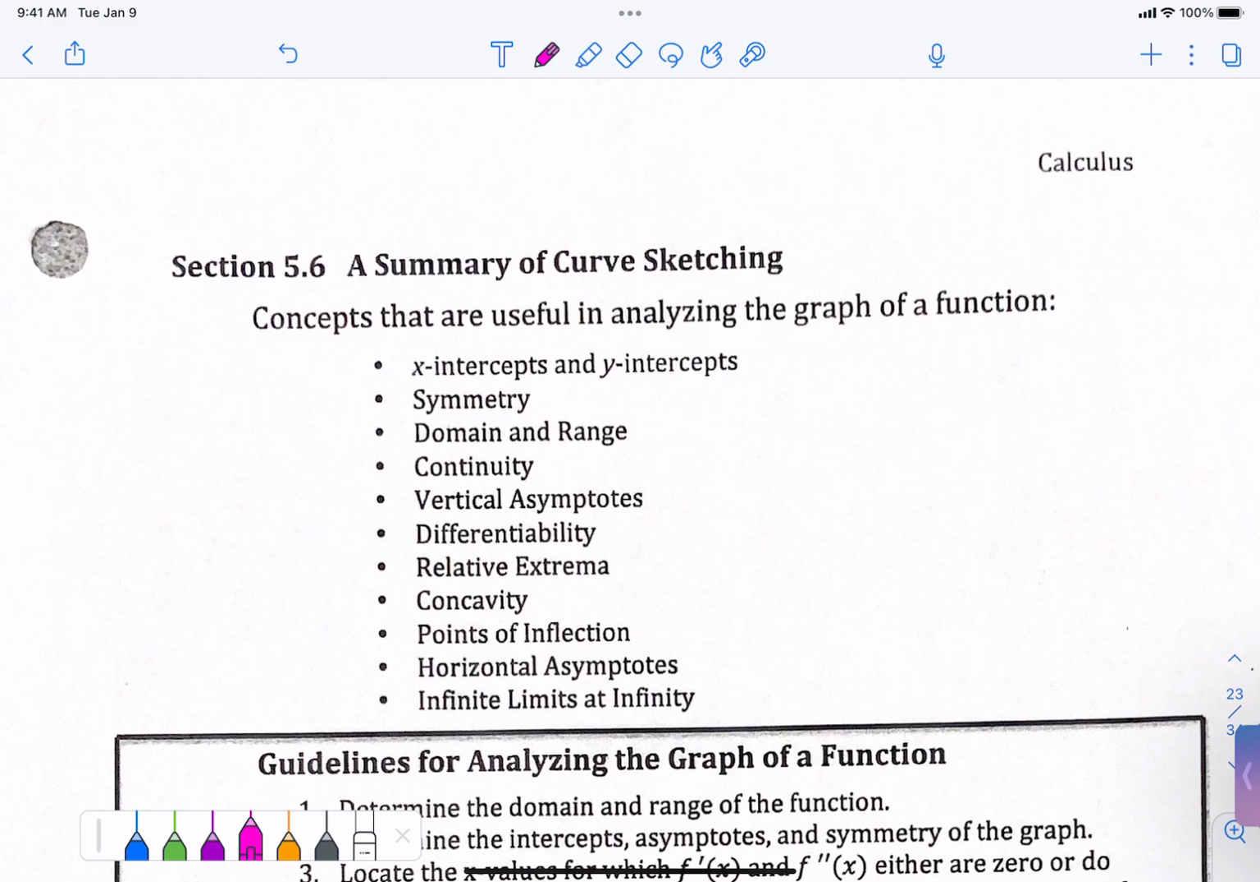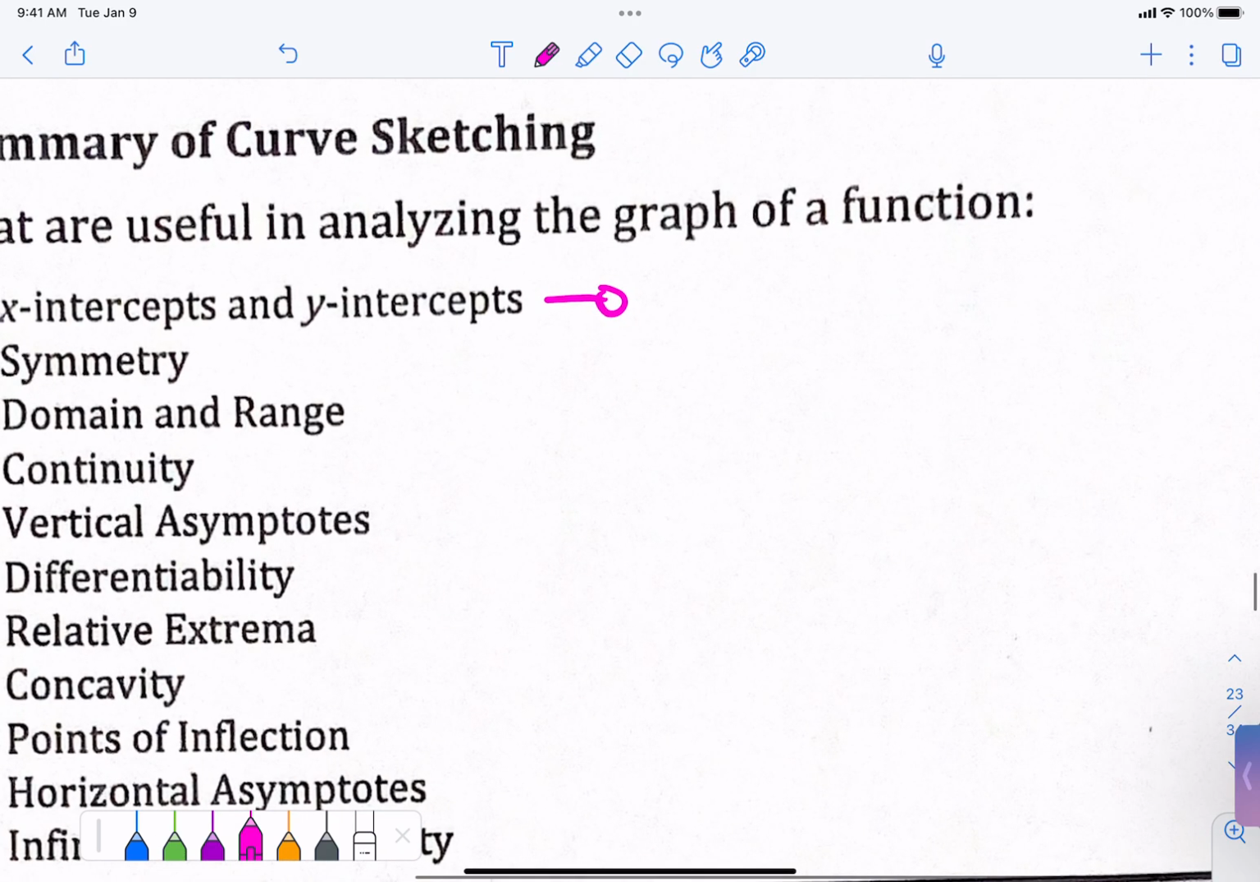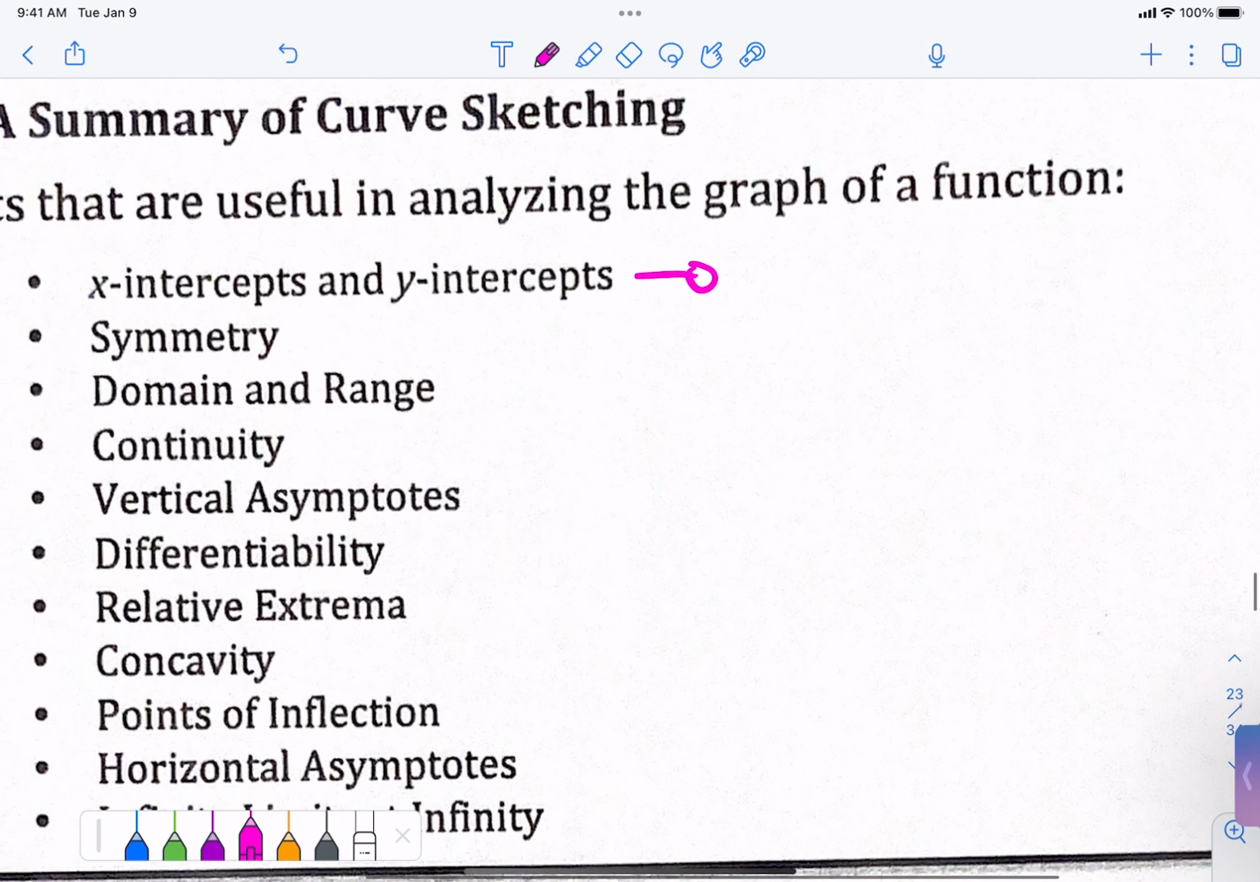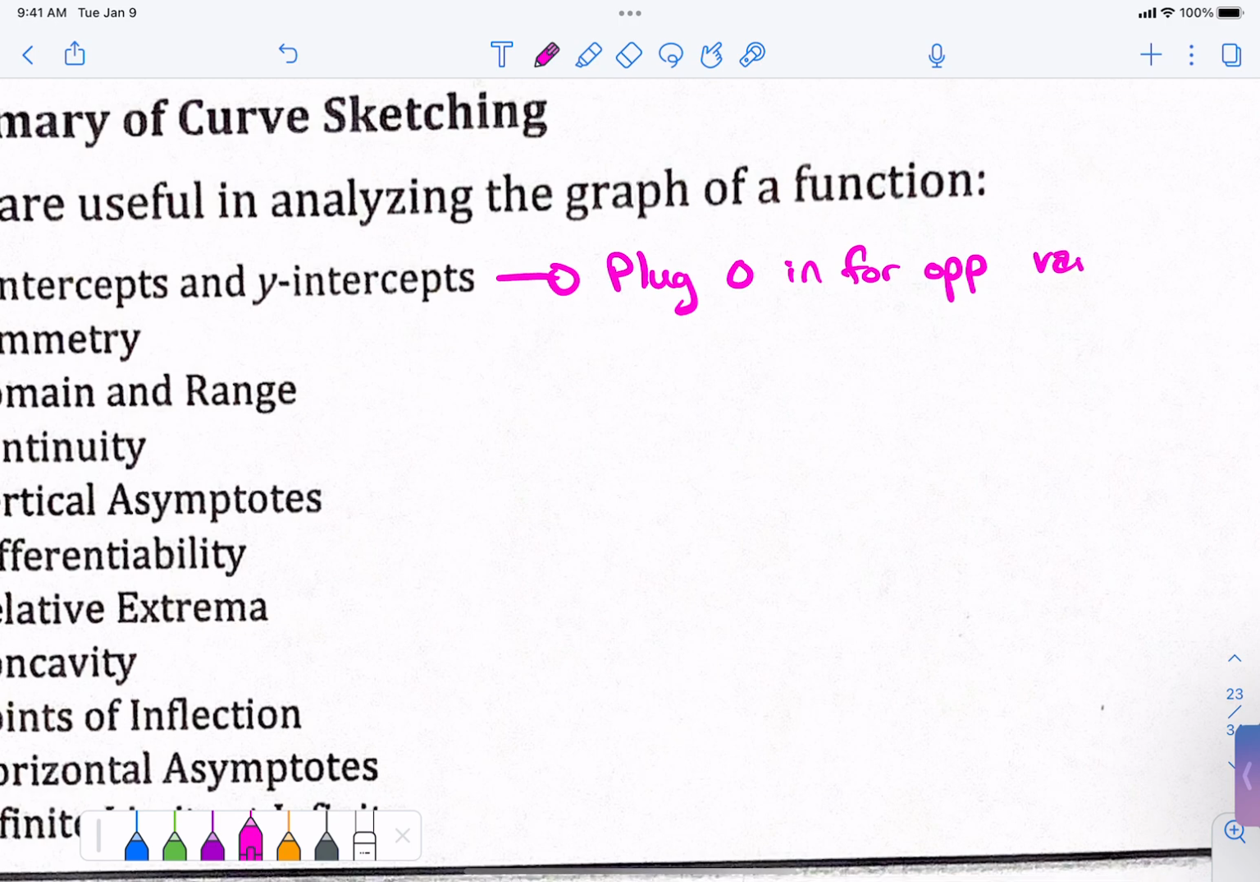So how do you find X intercepts and Y intercepts? Plug in for the opposite. Yeah, plug 0 in for the opposite variable. You're all saying the same thing. So if you're trying to find the X intercepts, you plug 0 in for Y. For Y intercepts, plug 0 in for X. And that's how you find those, okay?